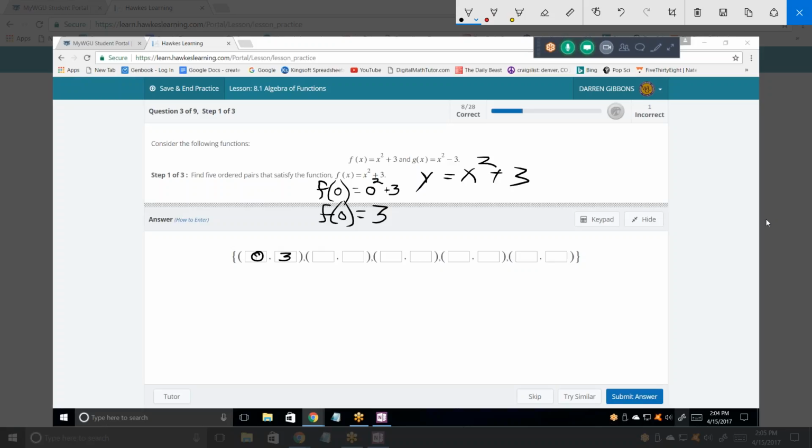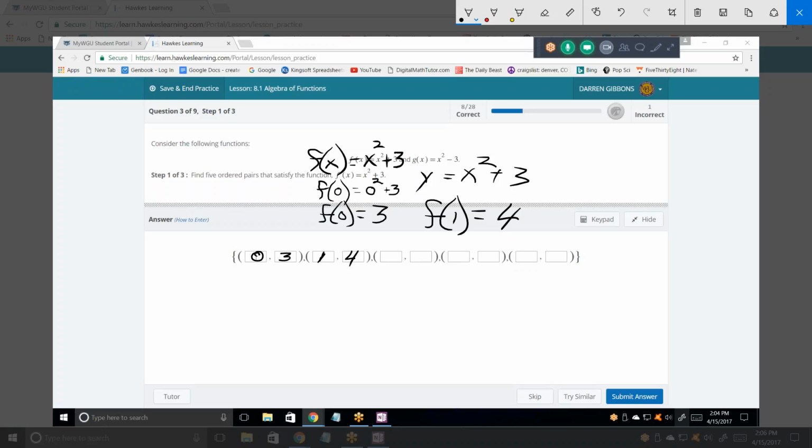Now, I'm just going to do one more, and then we'll go back and start filling some of these in. But while I can write on this thing, let's go further. What is f of 1? Remember, f of x is x squared plus 3. So what is f of 1? It would be 1 and 3. What's the final answer? 1 and 3. So 4. Okay, so here I would do 1 and 4.